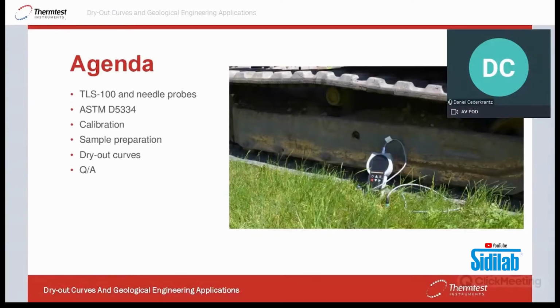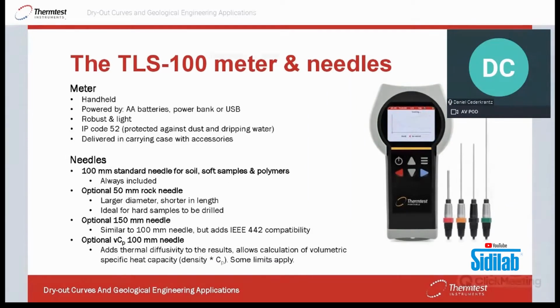Okay, let's move on to looking at the TLS 100, the meter and its needles. So you can see the picture of the device here. It's a handheld device. It's not very large. It's maybe something like 30 centimeters long. It's powered by several options for you. You can use batteries. You can use a power bank, the same type that you use to charge your phone when traveling. Or you can hook it up to a computer or a power outlet through a USB cable. So you should be able to keep it powered when in the field quite easily.